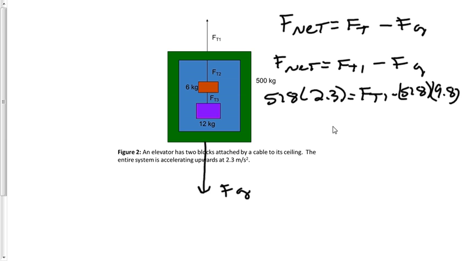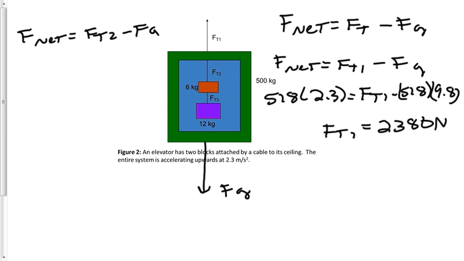We can then find the value of force tension 1. Force tension 1 rounded to 3 significant digits would be 2,380 newtons. We can then follow similar patterns of problem solving. If we want to find force tension 2, we would say force net equals force tension 2 minus force gravity.